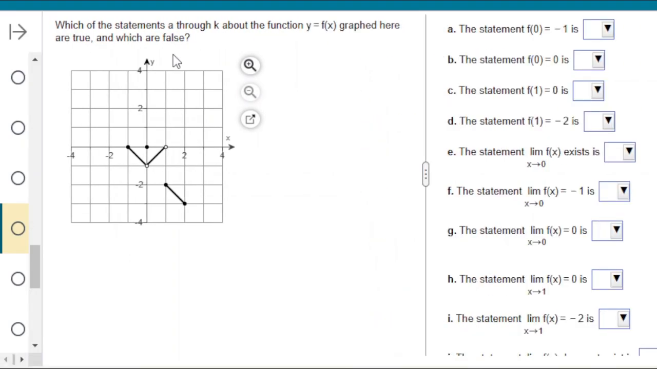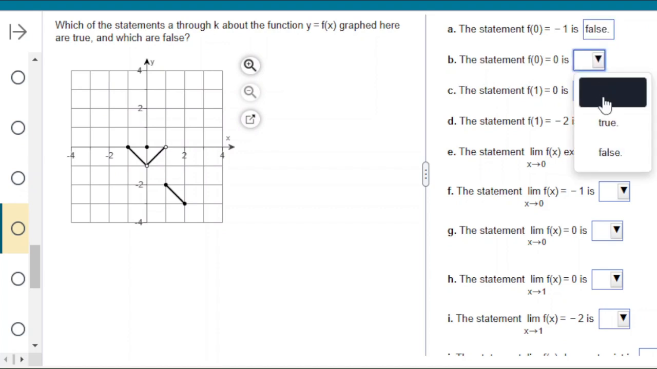Okay, now this one is a bunch of true false questions. Which of the statements A through K about the function y equals f of x graphed here are true and which are false? So we have this function. The statement f of 0 equals -1 is what? Well, notice here's the x-axis, and here is 0. Well, f of 0 is actually 0. So f of 0 is not -1, that's false. Now, part B, f of 0 equals 0, that is true.